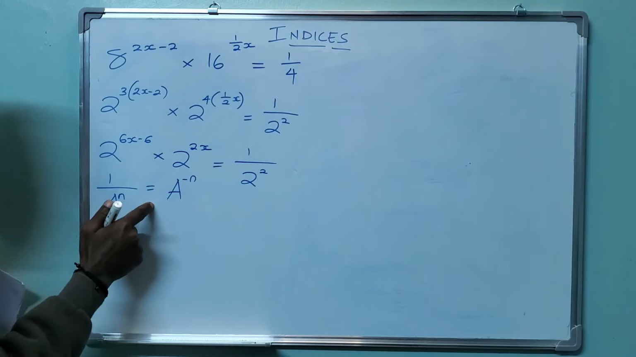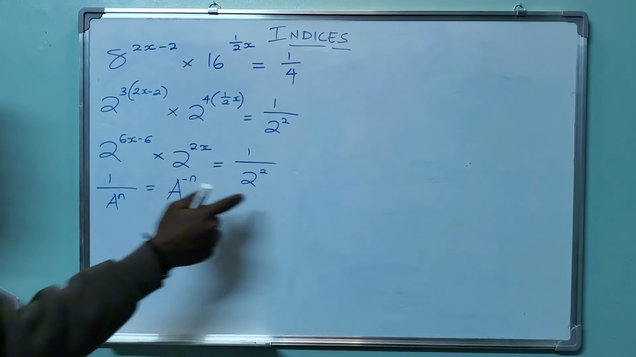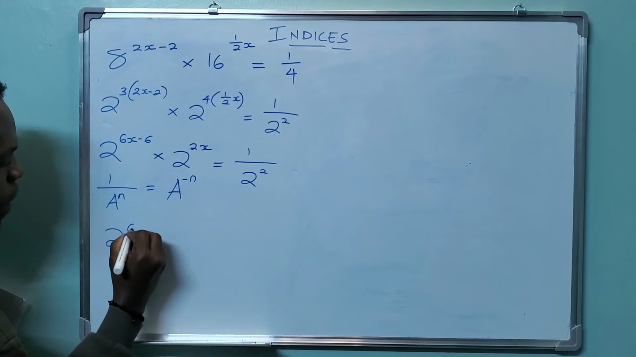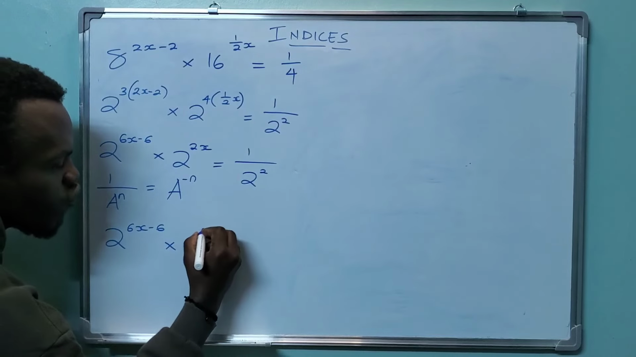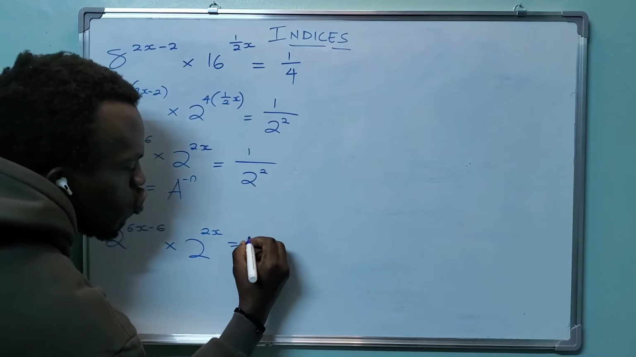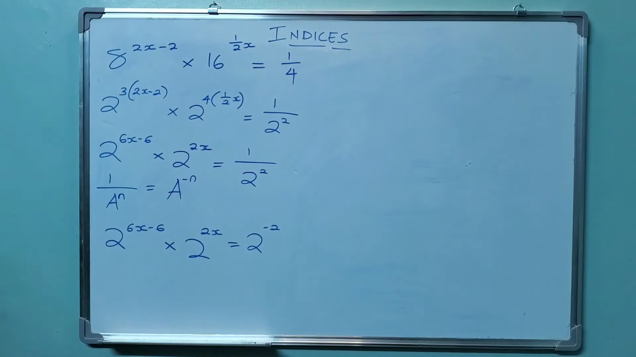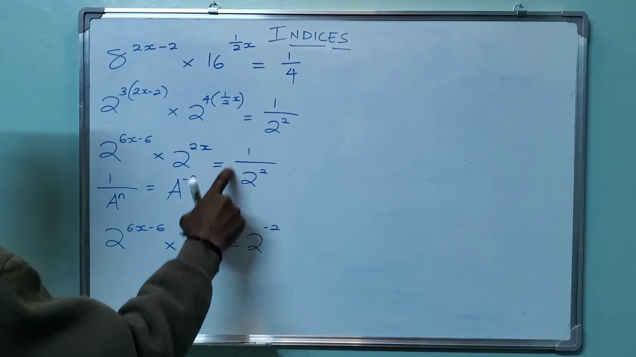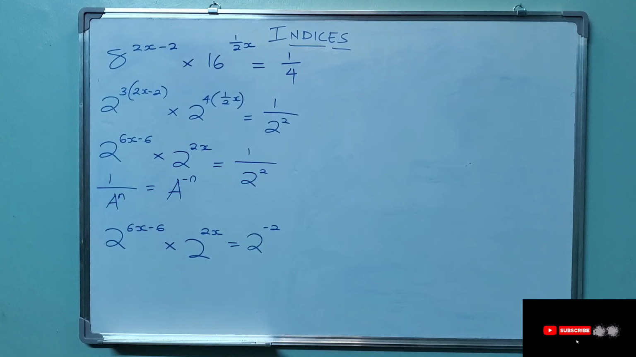Now, this law here, we are going to apply to work out whatever we are having on this other side. So instead of having 1 over 2 raised to power 2, I'm going to have here 2 raised to power 6x minus 6 multiplied by 2 raised to power 2x being equals to 2 raised to power negative 2. Why negative 2? Because this one is 1 over 2 raised to power n, and we are going to convert this one to this one using law number 4 of indices. So in that specific scenario now, I can solve for the value of x.